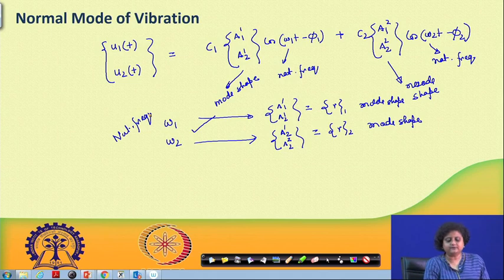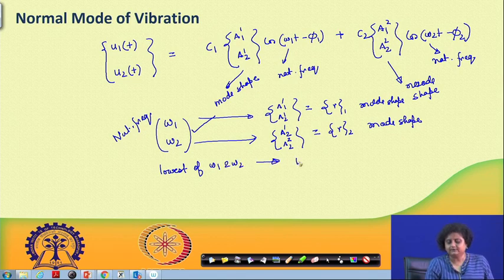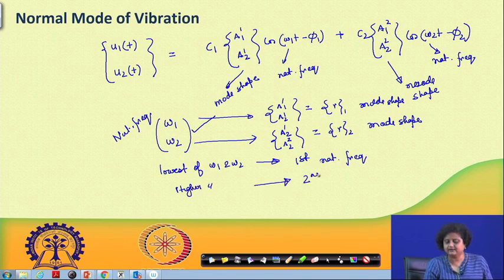Now, out of these two natural frequencies, the lowest of omega 1 and omega 2 is called the first natural frequency or the fundamental frequency, and the higher of omega 1 and omega 2 is the second natural frequency.